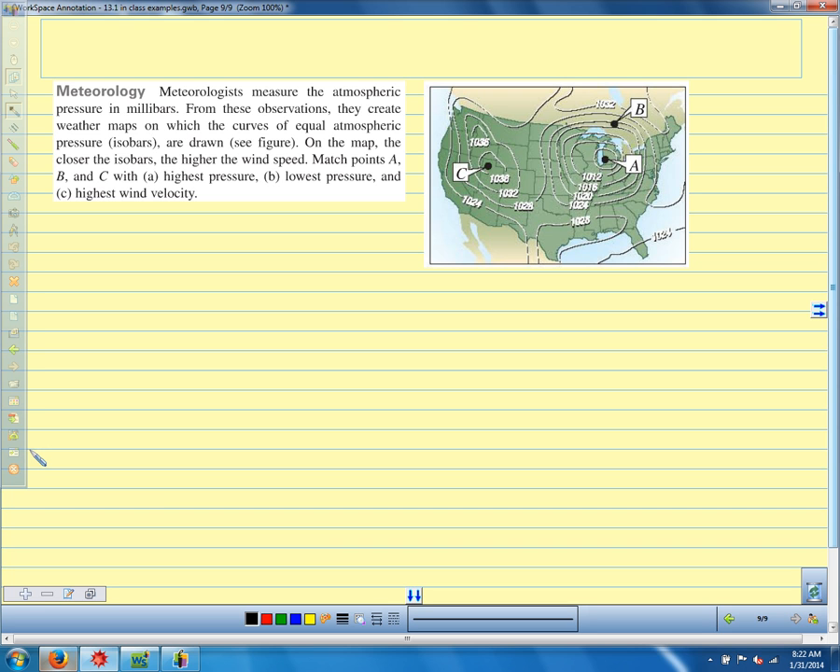So which point is the highest pressure? Can you read the numbers? C, this is 1028, 1032, 1038, and here we're going 1024, 1020, 1016, 1012. So the pressure is going down here and it's going up there. So point C would be the highest pressure.